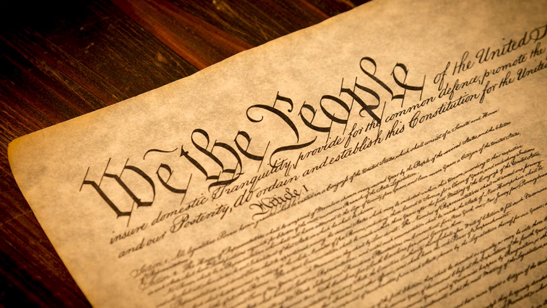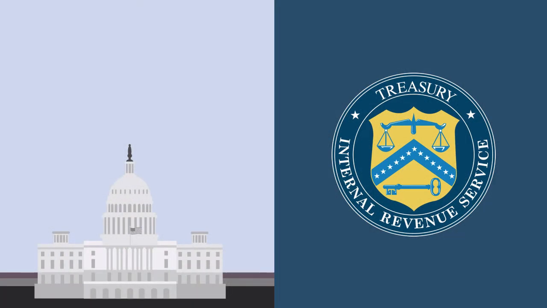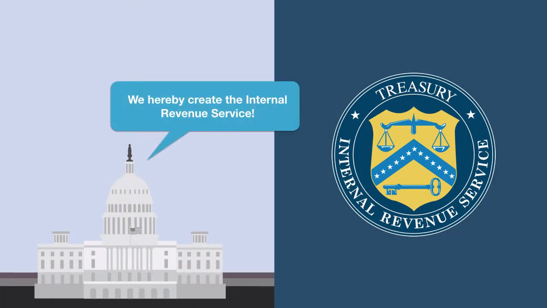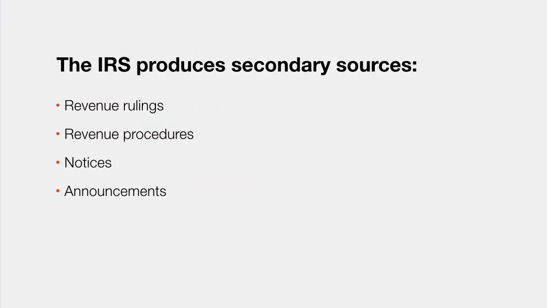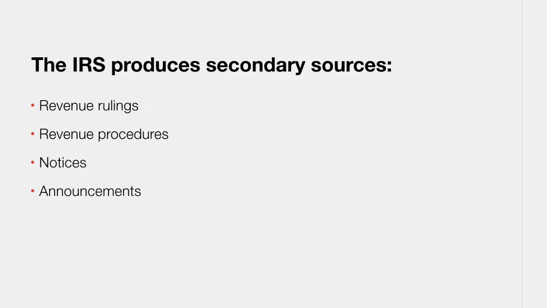The Constitution gives Congress the power to lay and collect taxes. Congress created the Internal Revenue Service, or IRS, which is an agency located in the Treasury Department of the executive branch. The IRS handles the day-to-day details involved in processing tax returns and performing audits. The IRS produces a wealth of helpful secondary sources. These advisory materials include revenue rulings, revenue procedures, notices, and announcements.